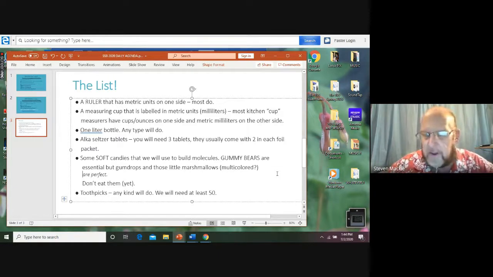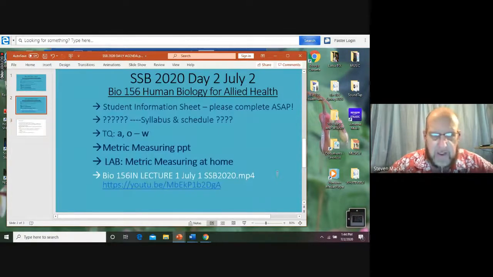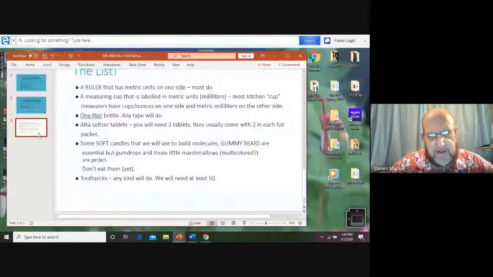Gummy bears are something you want to get a bag of. Hopefully you can get one for $1. And then gum drops and those little marshmallows, either white or multicolored, would be great. And then I said, please try and avoid eating these things.